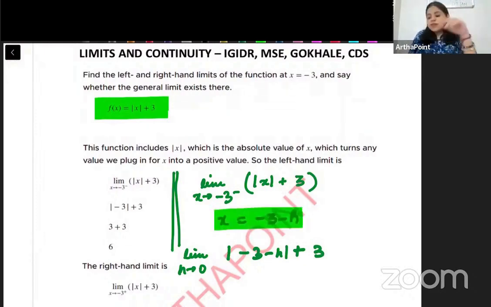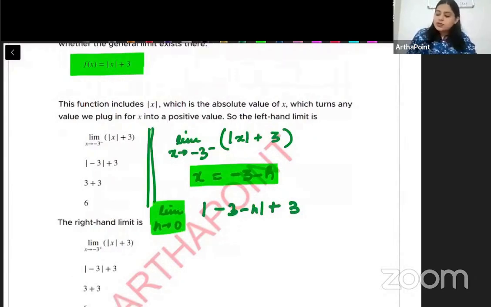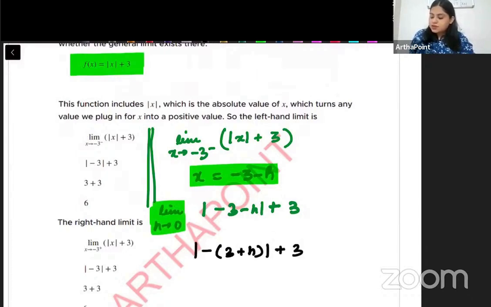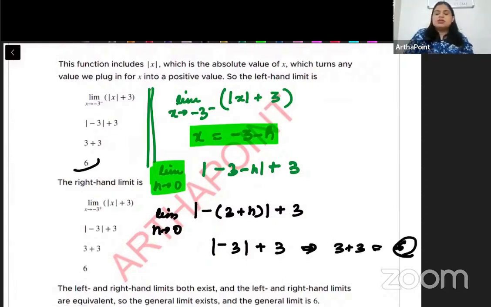Okay, I am subtracting something from -3 and I'm going towards close to -3. Because I have to be very close to -3, h has to be close enough to 0. So now what you can do is: this is minus 3 plus h, plus 3, limit h approaches 0. This will be 3 plus 3, this will be 6. So the answer will be 6. Right? Now just think about it.